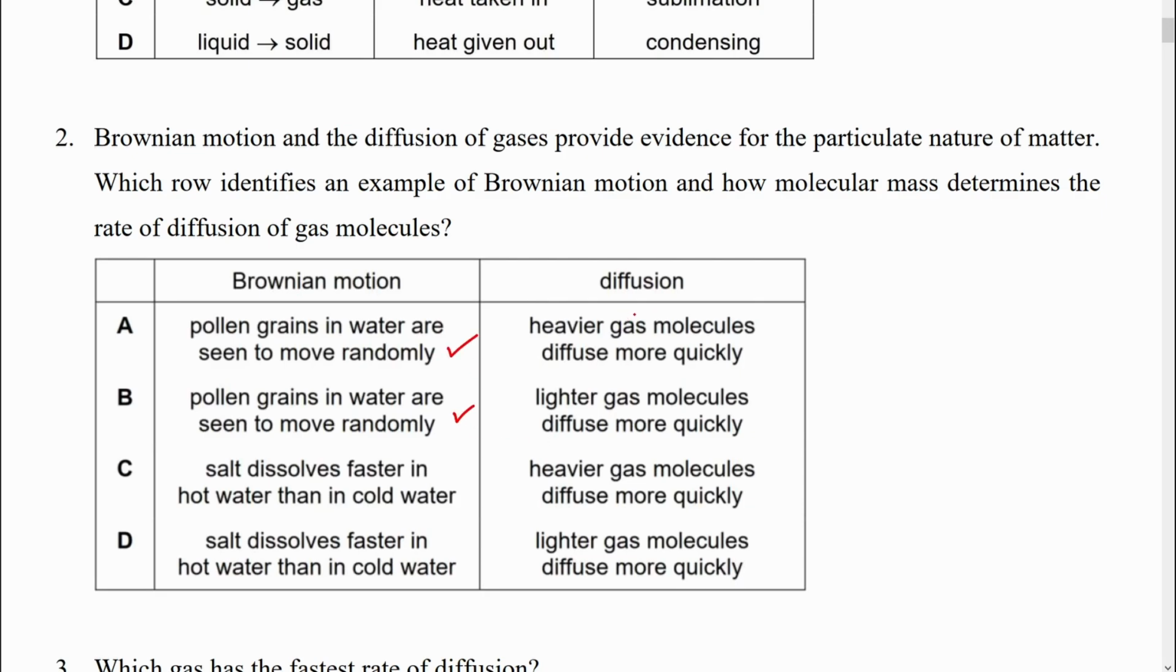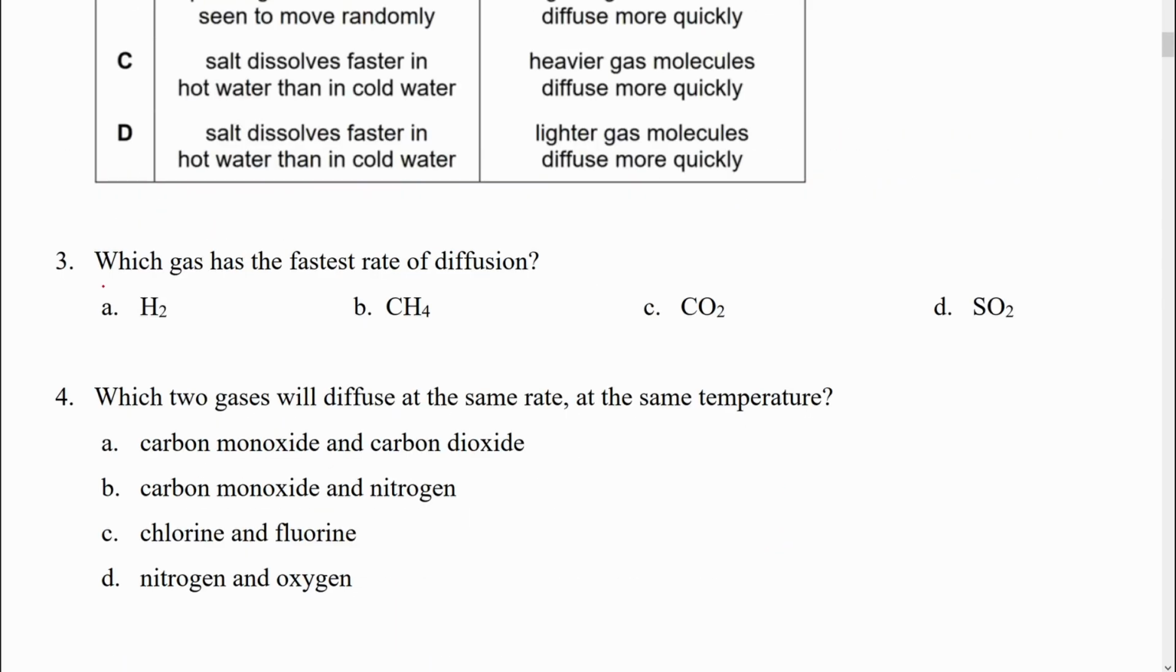While diffusion here, as we know, heavier gas molecules will diffuse more slowly, while the lighter gas, which has the smallest molecular mass, will diffuse more quickly. So this and this. So the correct answer here is B. Question 3. Which gas has the fastest rate of diffusion? To find the fastest rate of diffusion, we have to know the molecular mass, because we have to know which one is the lightest molecule, right?